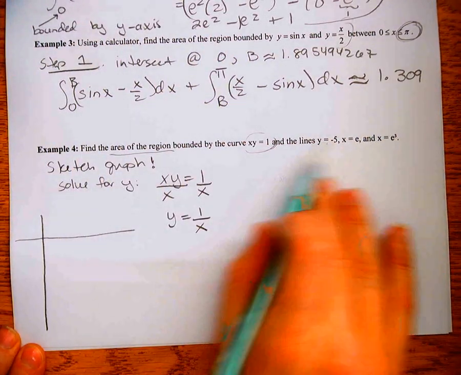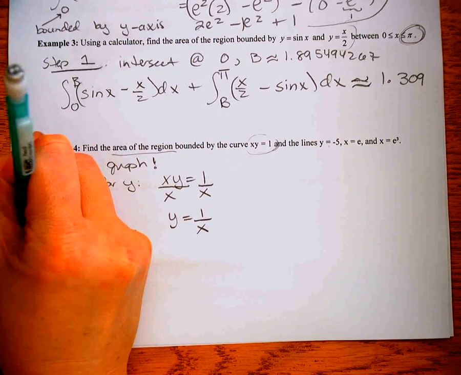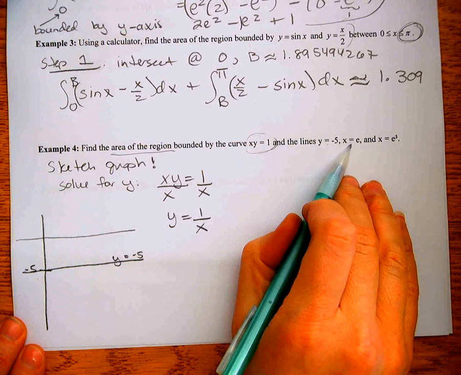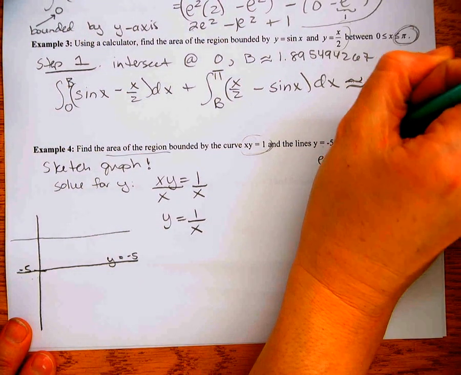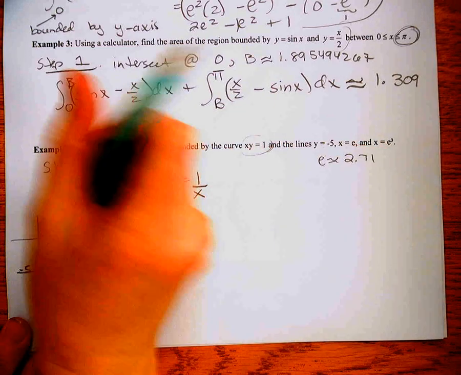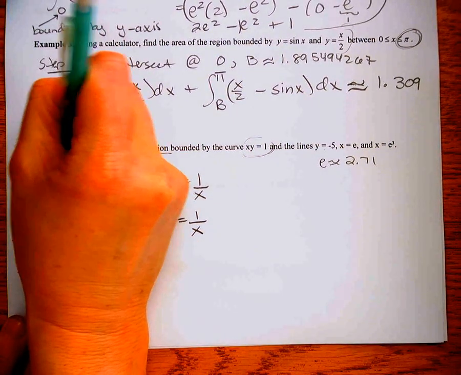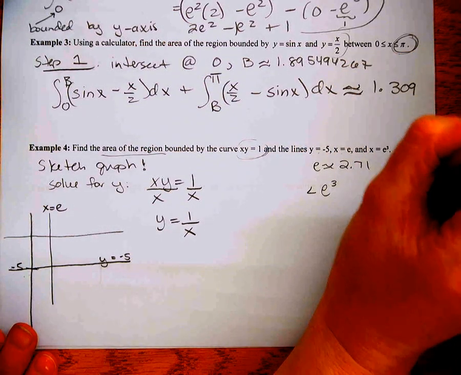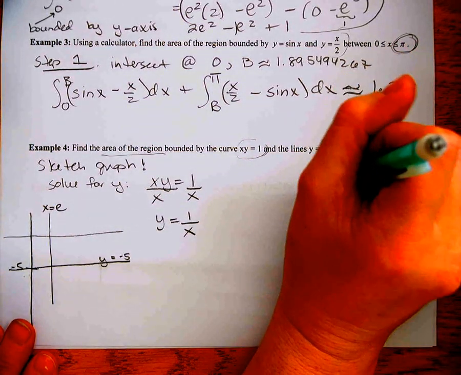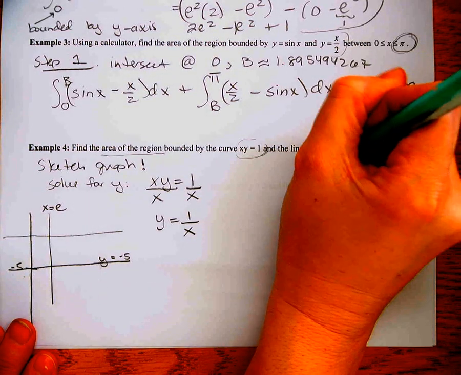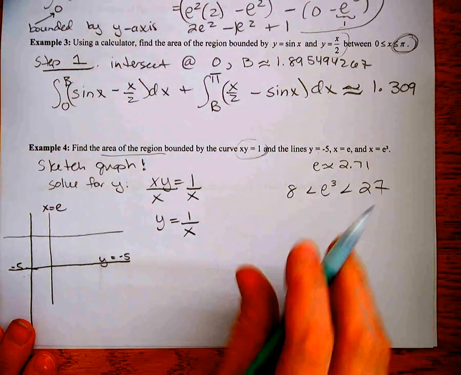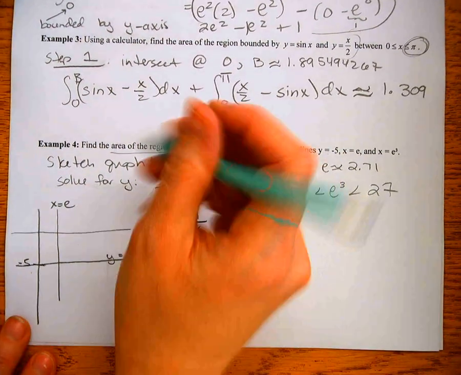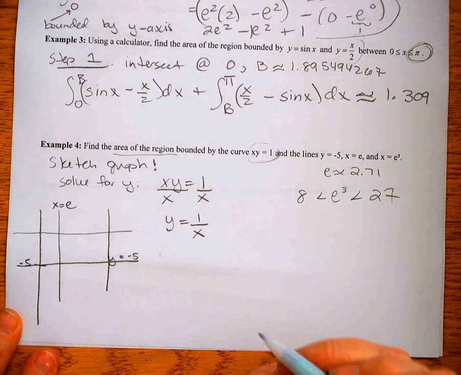Well, let's go ahead and graph these lines. Y equals -5 would be like down here. X equals e is between 2 and 3, since e is approximately 2.71. And then e cubed would be between, let's see, it's between 2 and 3, so e cubed would be between 8 and 27. It's kind of a long range, because that's 2 to the 3rd and that's 3 to the 3rd. So it's going to be a big number. We'll just kind of put it over here. It's going to be bigger than e anyways.